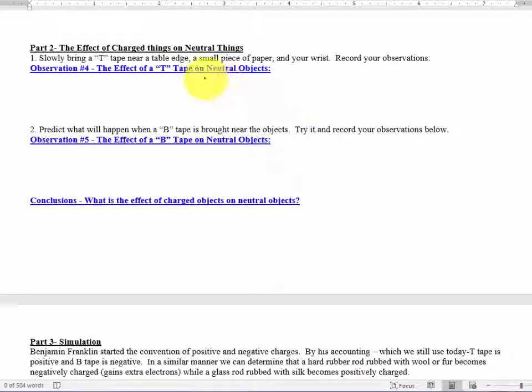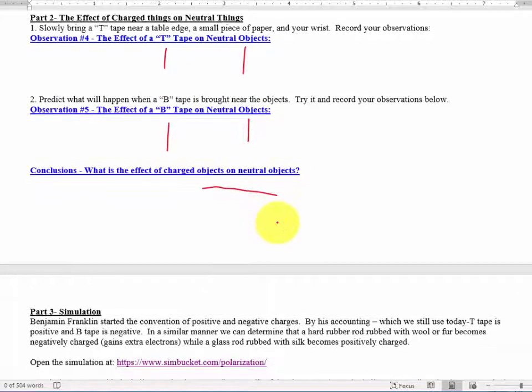Then we can say, okay, let's take a look at charged objects interacting with neutral objects. So observe the T tape with a neutral object like a piece of paper, your wrist, something like that. And then the B tape with neutral objects. And can we observe any effects?